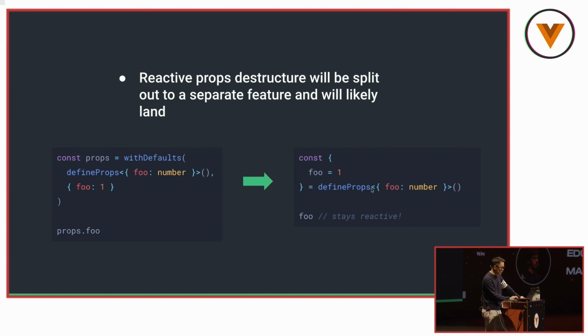And also, when you are not using TypeScript, without the type signature, we can actually infer the props that you intend to declare directly from here. So you don't even need runtime declarations when you're not using types, unless you want to do custom validators, that is.